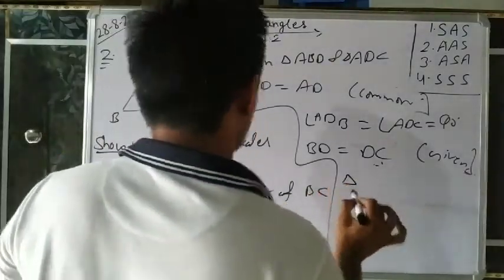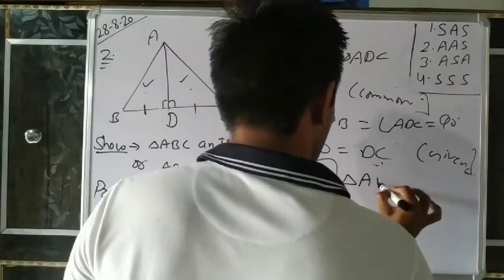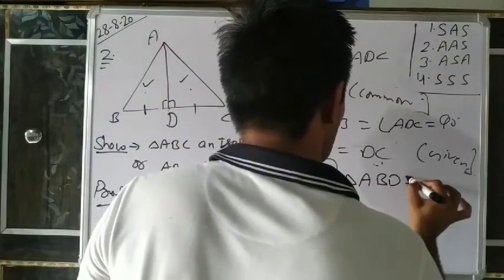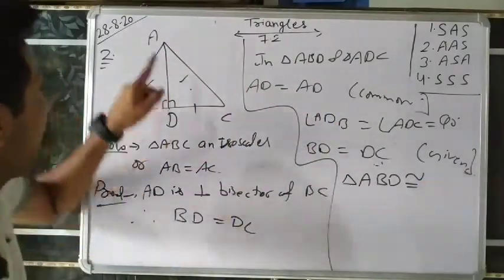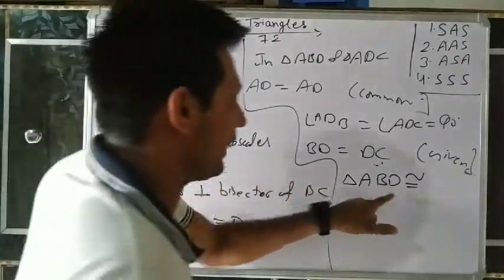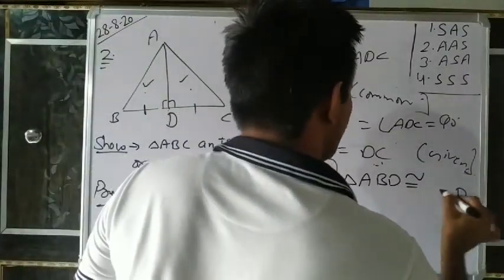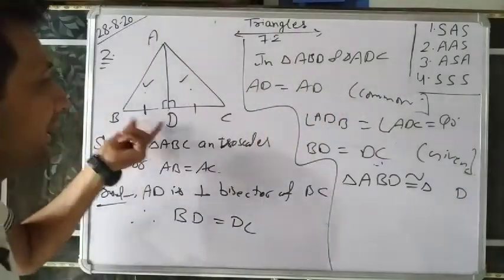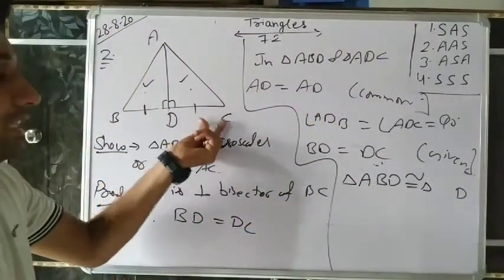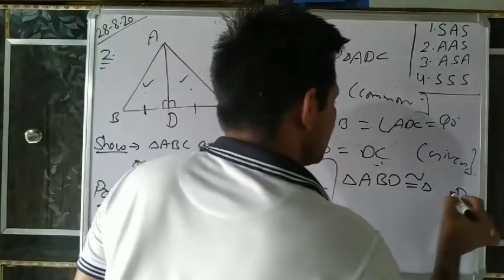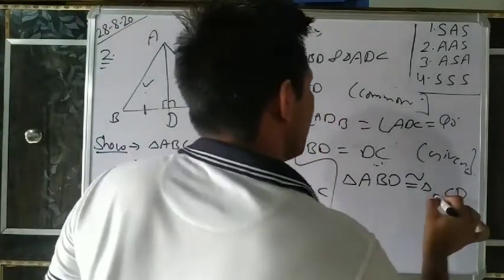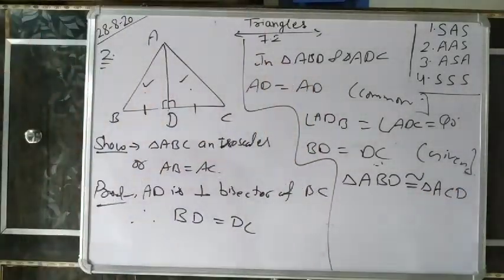So therefore triangle ABD is congruent to triangle ACD. D is 90 here, and here is also 90. Now BD equals DC. Next, what remains? ACD. So triangle ACD is congruent to this one.